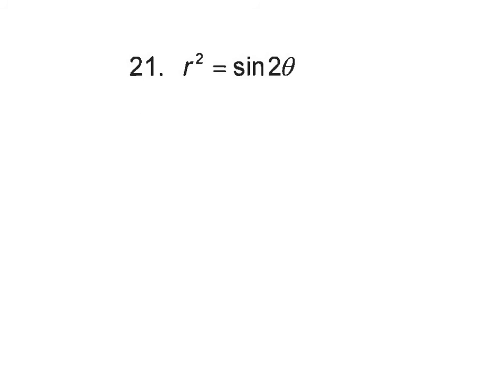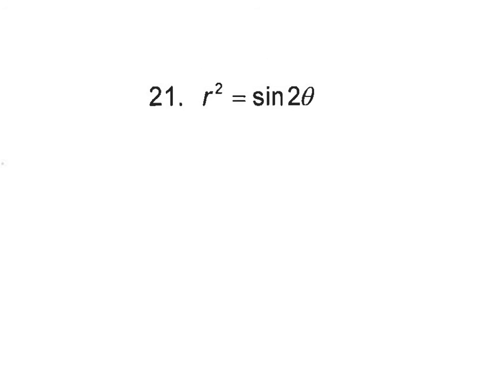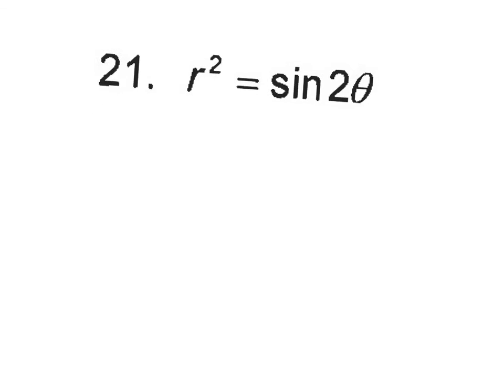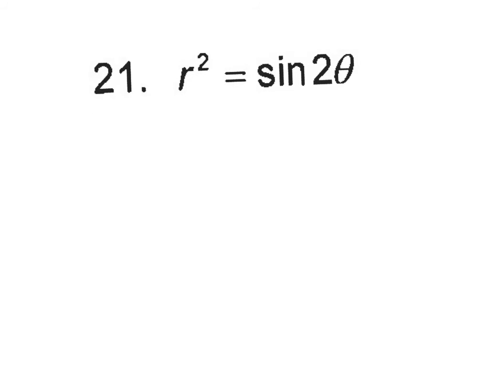Okay, I'm going to get you started on this one. I'm not going to go through all of it. But we have a little more going on here because we have an r squared and we have a sine term, but it's a sine 2 theta. And we don't have any conversions for sine 2 theta. So first my thought is let's get rid of the 2 theta and get it down to just a theta. If we want to do that, we can use our double angle formula, which gives us r squared, and then our double angle formula is 2 sine theta cosine theta.